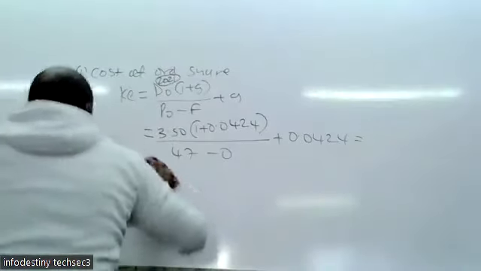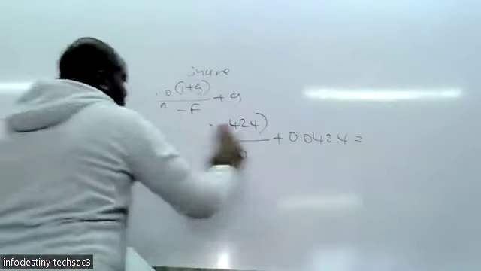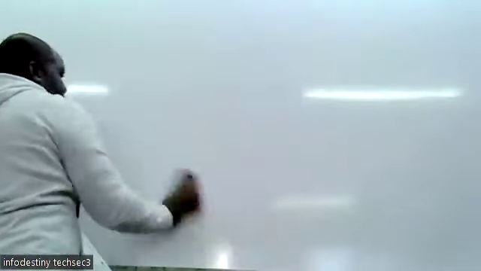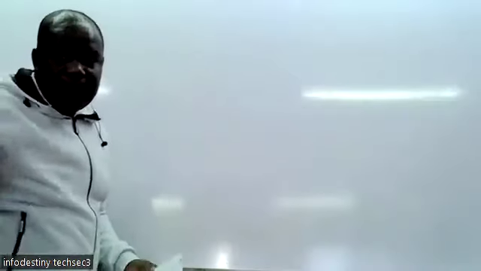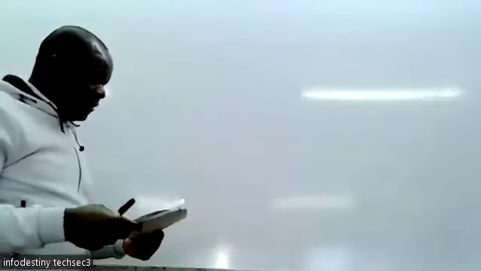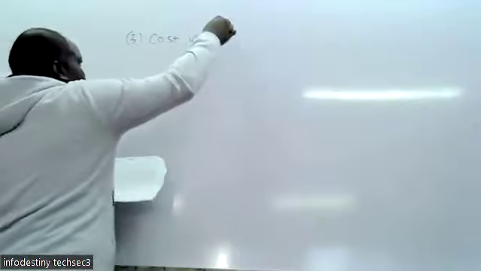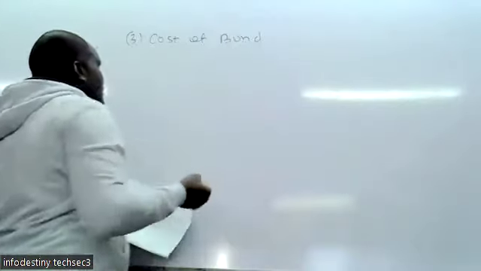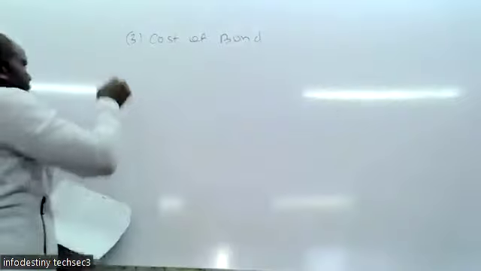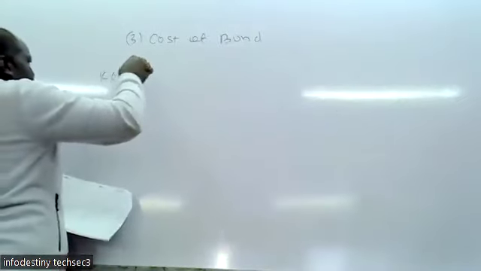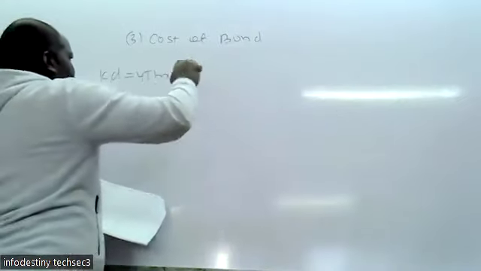Now also get the cost of the bond. So the cost of the bond is the same as KD. It is the same as the yield to maturity.